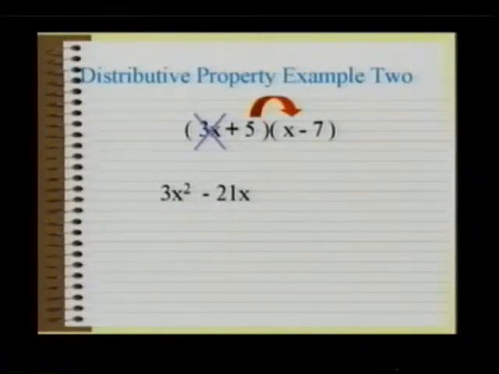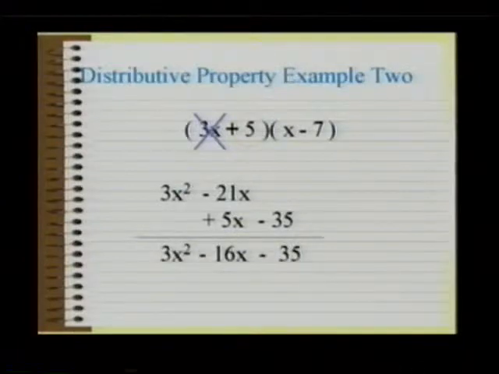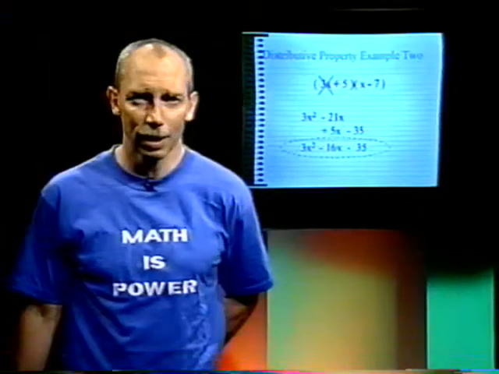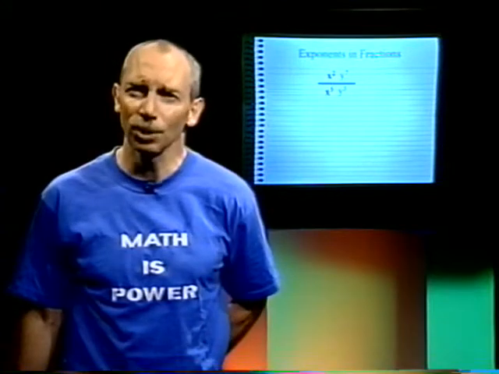5 times the x, well, let's see. I know I get 5x. Let's put him under what we know he's going to add up to, or add with, as like term. And 5 times the minus 7 gives me the minus 35. Adding like terms, I simply get 3x squared minus 16x minus 35. Okay? Remember all this? I hope so. Let's move to division.